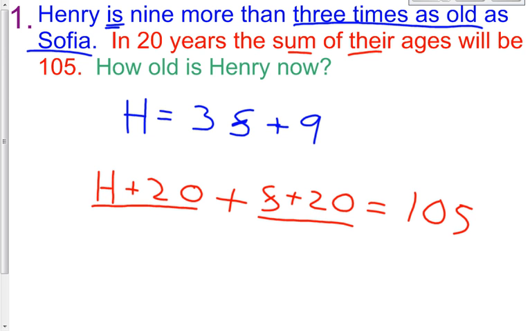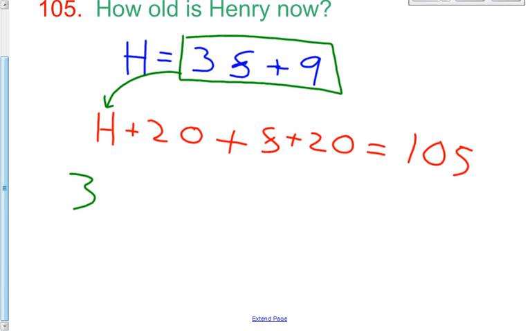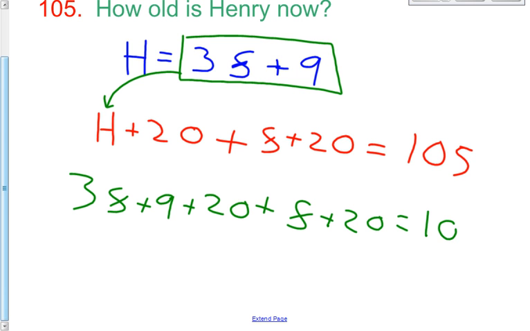There you are, class. You have your systems of equations. First one in blue, the second one in red. Now all you have to do is solve for it using substitution or elimination. I would recommend using substitution on this one because H is already solved for. H equals 3s plus 9. So in for this H, you're going to put 3s plus 9. So we have 3s plus 9 plus 20 plus s plus 20 equals 105.